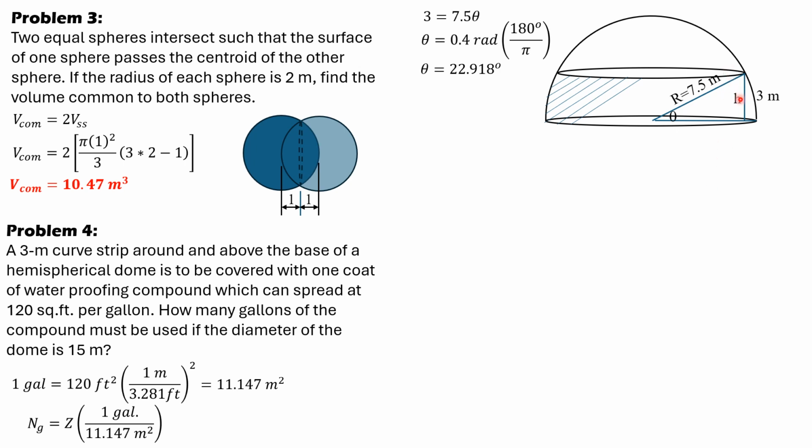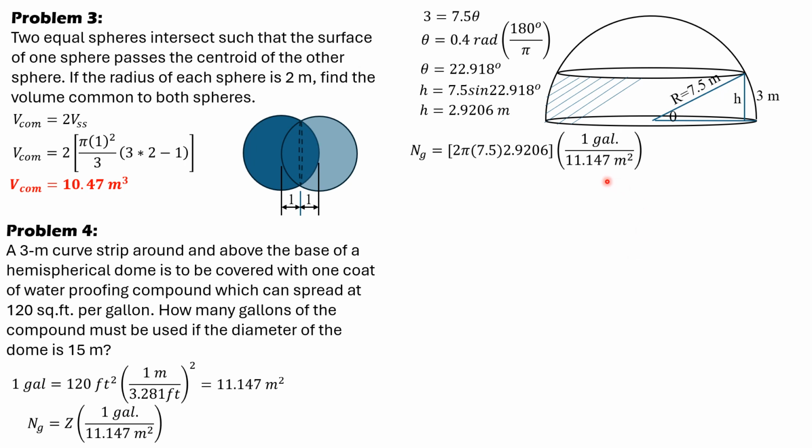H therefore is equal to r sine of theta, 7.5 sine of 22.918. And height is equal to 2.9206 meters. From there, we can now compute the number of gallons. Zone area is 2 pi r h. This is the h, r is 7.5. So number of gallons is 2 pi times 7.5 times 2.9206 times (1 gallon, which can spread 11.147 square meters). So the number of gallons required is equal to 12.35 gallons.